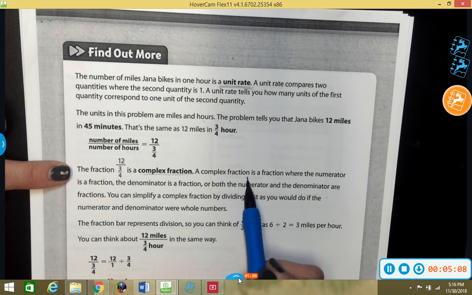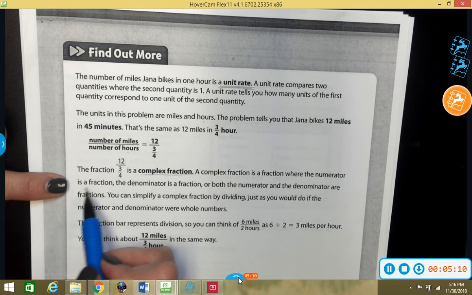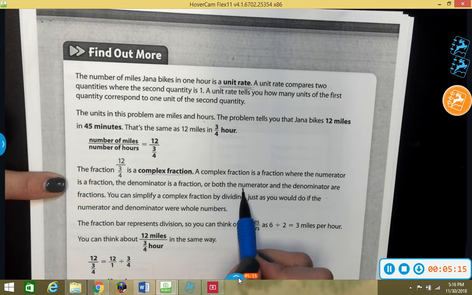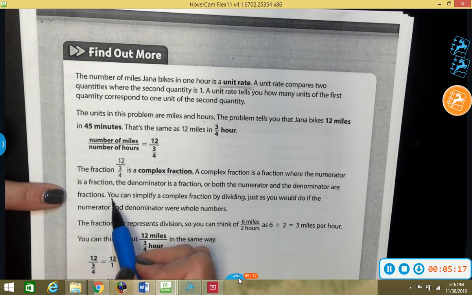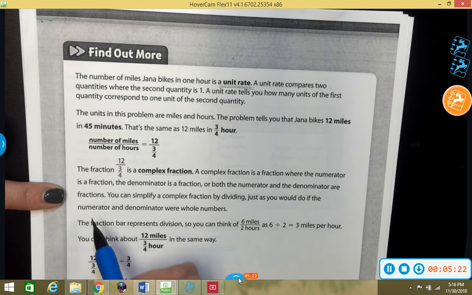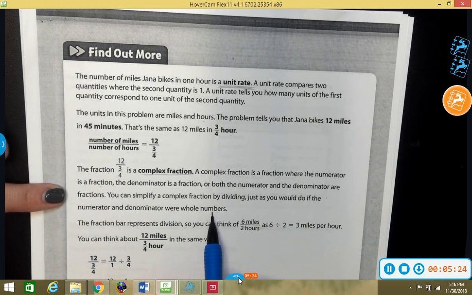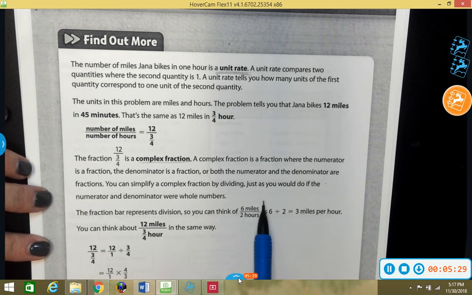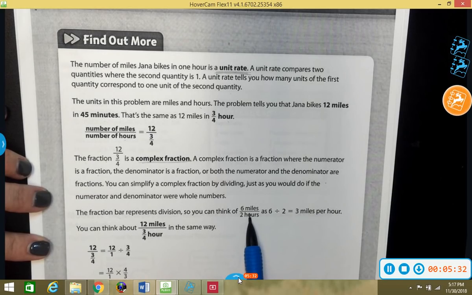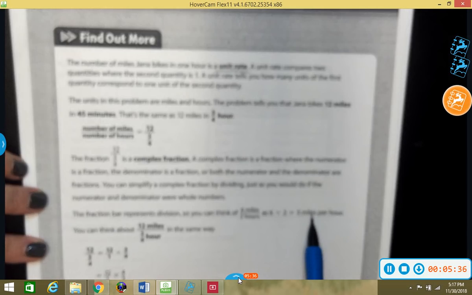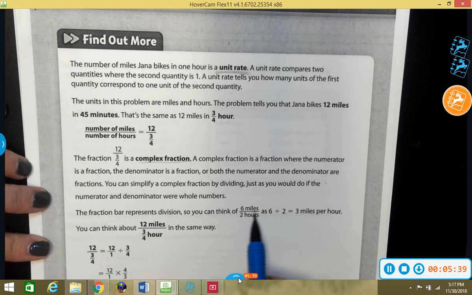A complex fraction is a fraction where the numerator is a fraction and the denominator is a fraction, or both numerator and denominator are fractions. You can simplify a complex fraction by dividing, just as you would do if the numerator and denominator were whole numbers. The fraction bar represents division, so you can think of 6 miles in 2 hours as 6 divided by 2, or 3 miles per hour. And this little division bar here would be the same thing as the word per.